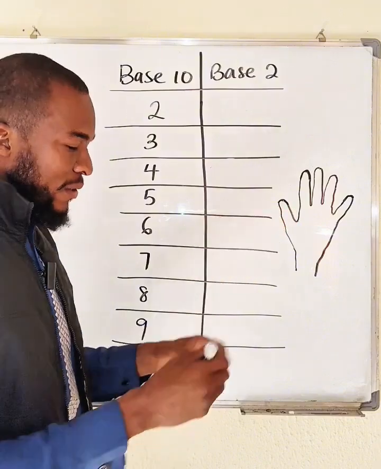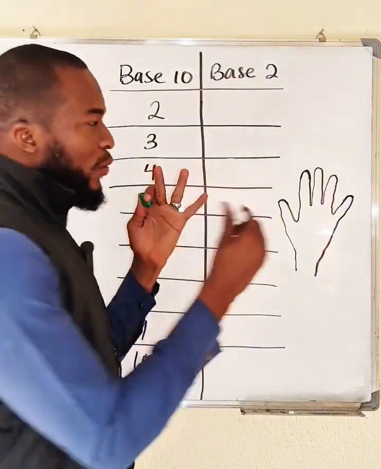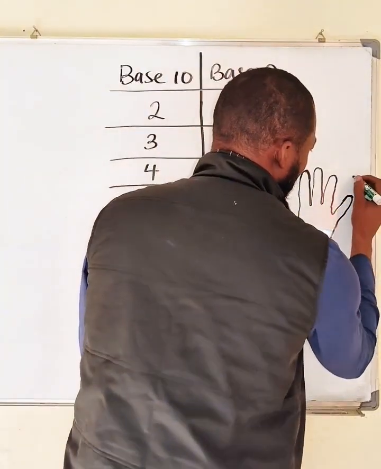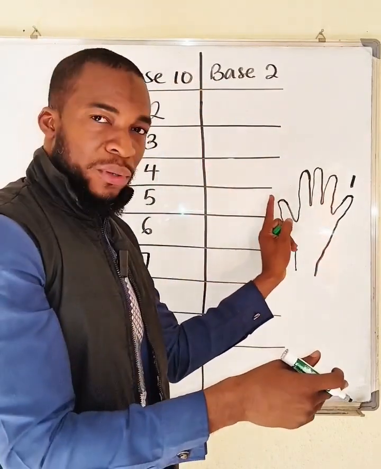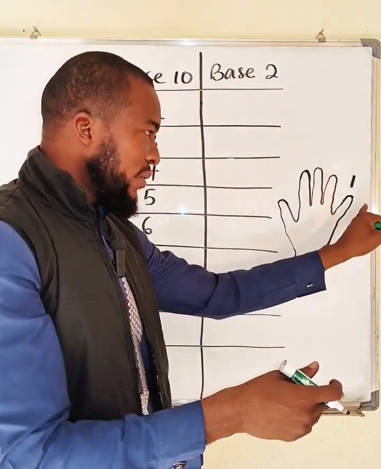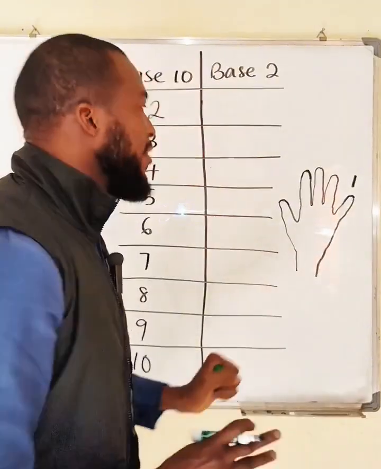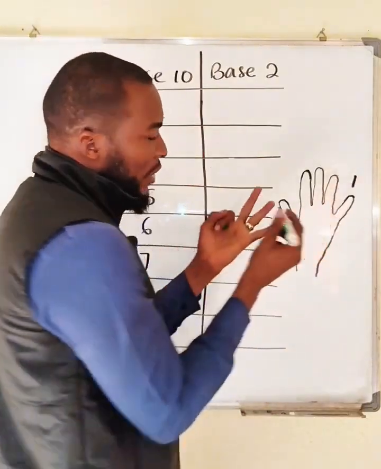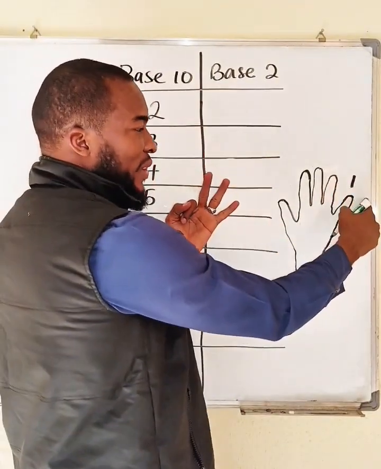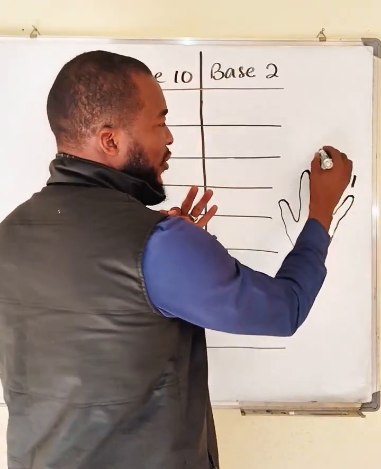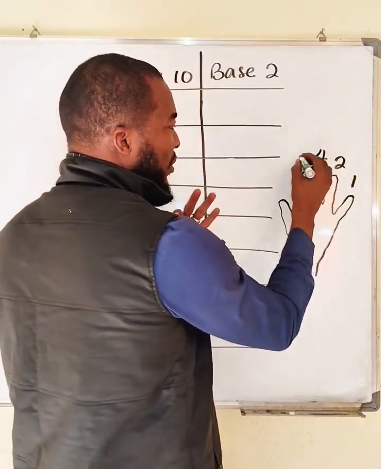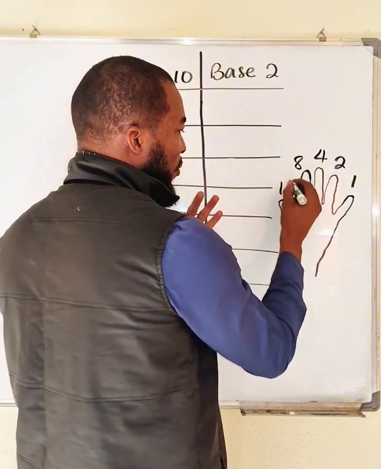So how do we start? This one should be 1, so let me write it here. But it doesn't matter, you can count from either direction, you can start from the thumb. But I just decided to start from here. I told you it doesn't matter. Then the next one, you should assign 2 times the previous one. 2 times 1, this will be 2. Then 2 times 2, this will be 4. 2 times 4, this will be 8. 2 times 8, this will be 16.